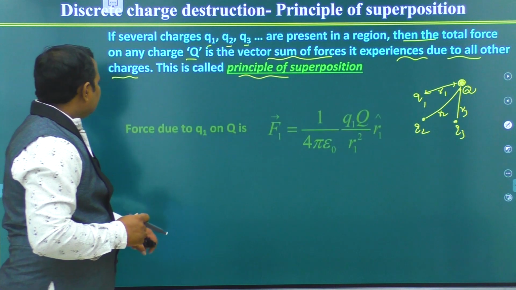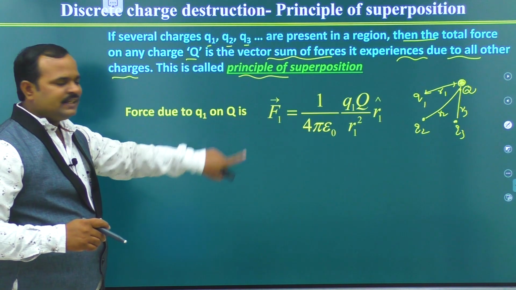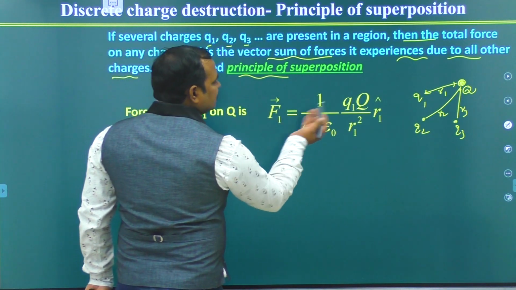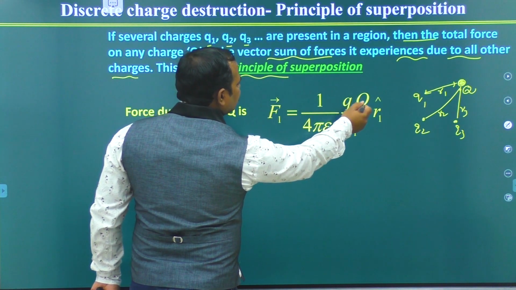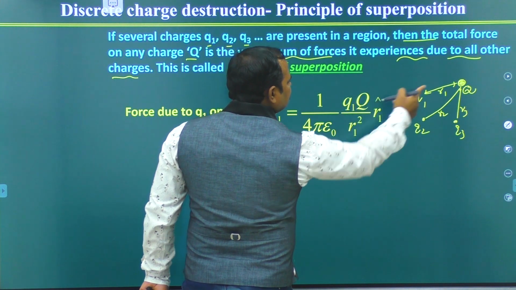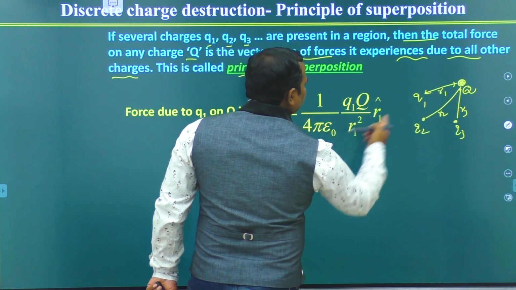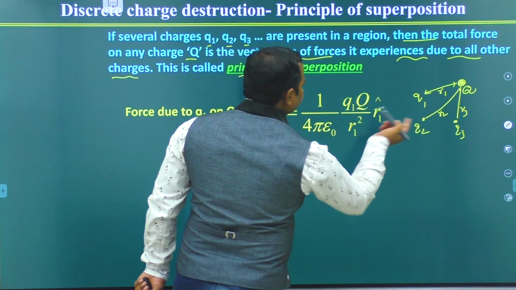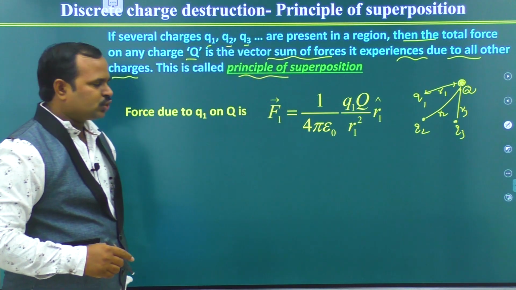Now you can see here, the force due to Q1 on Q is F equal to simply 1 by 4 pi epsilon naught into Q1 Q by R square. This is simply Q1 Q2 by R square. So Q1 into Q2 is a capital Q. The distance between them is R1. So this is Q1 Q by R1 square.